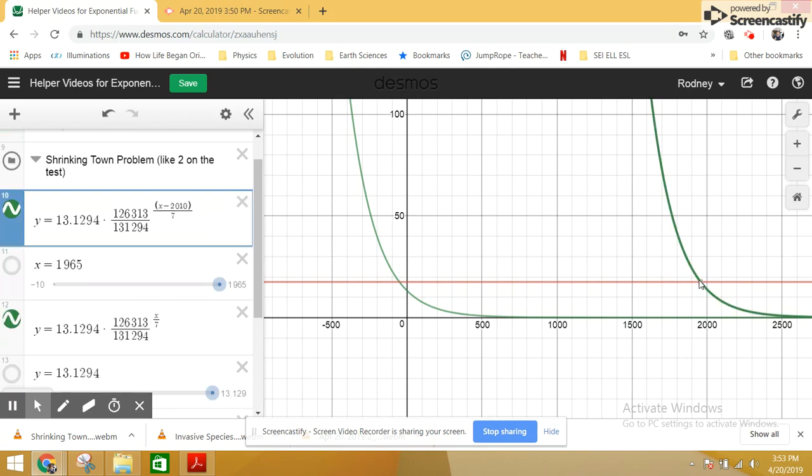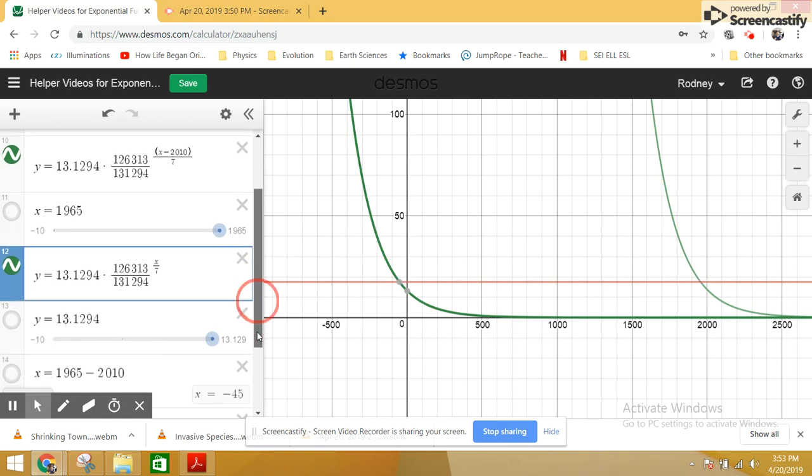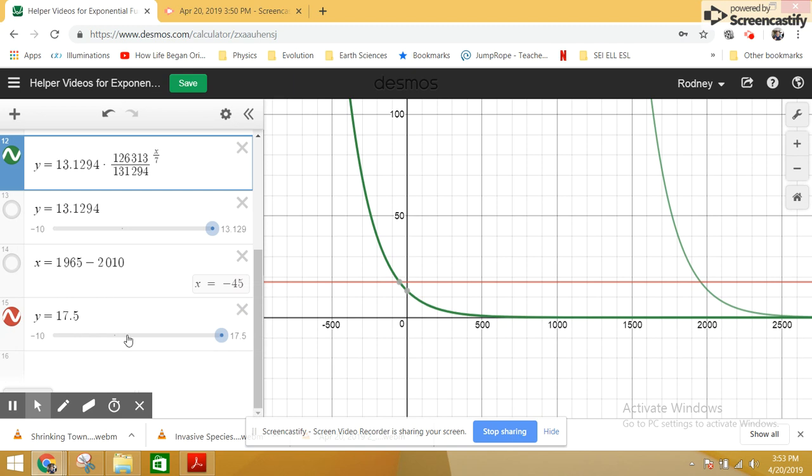So if I use the equation where x is the actual year, I can look at this and see that in 1957.9, so almost 1958, the population would have been what we wanted. On this one, 52, a little more than 52 years before 2010 would be when we had that population.